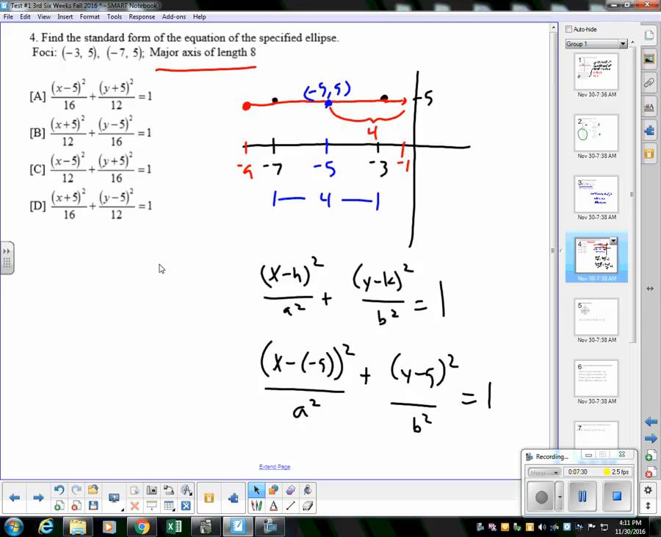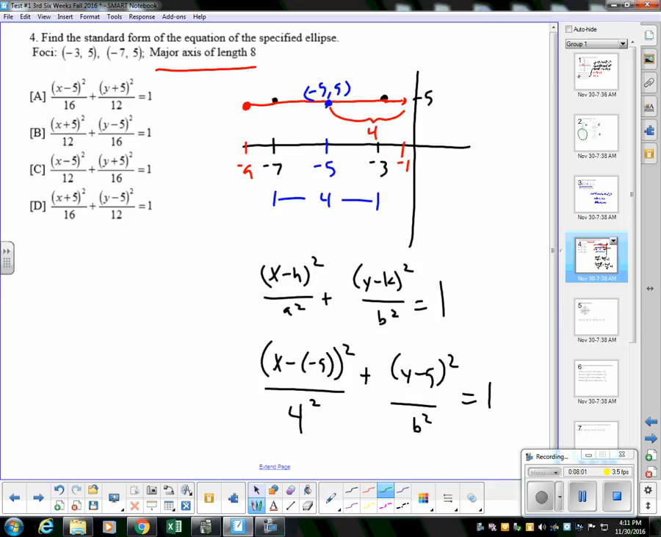So if you want to stop and copy this down, make sure you do that, because what I'm going to do now is take my eraser, take this a out, and replace it with 4. a is the distance from the center to a major vertex. Now all I got to do is put in b. b is the distance from the center to a minor vertex. I don't know where my minor vertices are. I just know they're above and below the center.